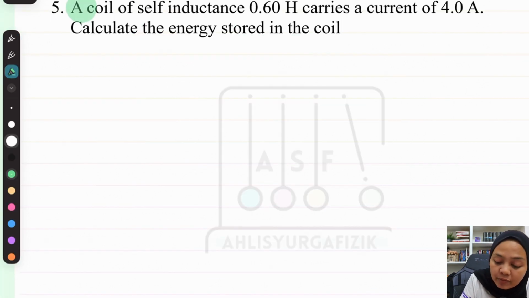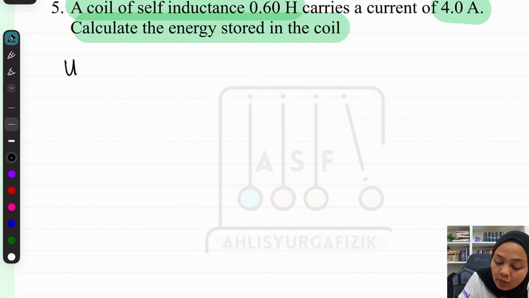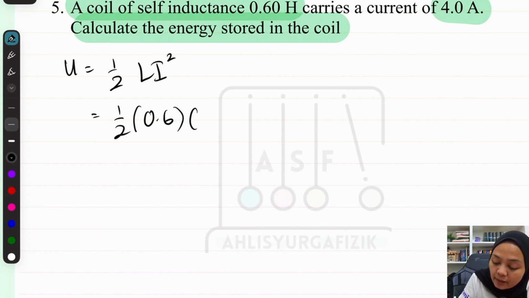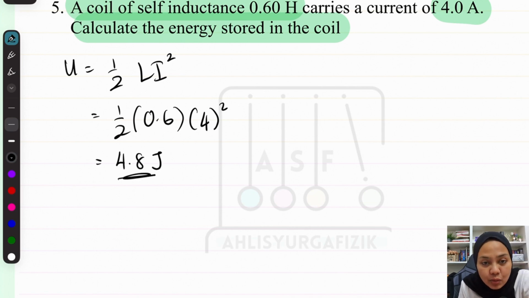And for question number 5, a coil of self-inductance 0.6 Henry carries a current of 4 ampere. Calculate the energy stored in the coil. So we're going to use the only equation, U equals half L I squared. Substitute the L and the current, and the answer is 4.8. Because this is energy, we have to use joule as the unit.